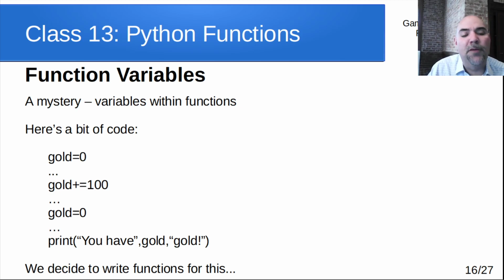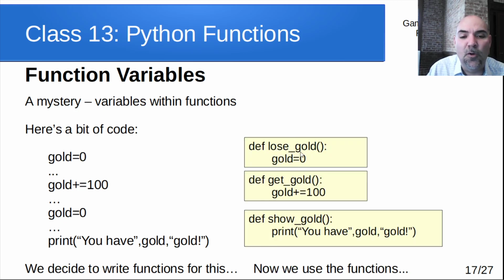Well, we decided we want to write functions for that. So we want to have something that basically lose_gold sets it to 0, get_gold adds 100, same code there, and then show_gold will print out how much gold they have. So we've kind of abstracted that. We lost our gold, we picked up some, we look at how much we have. So we use those functions.